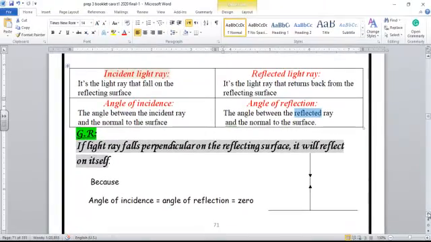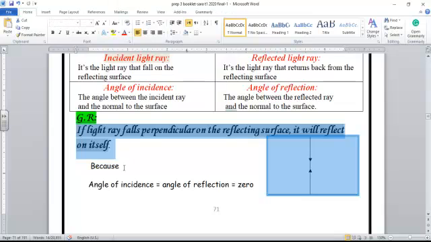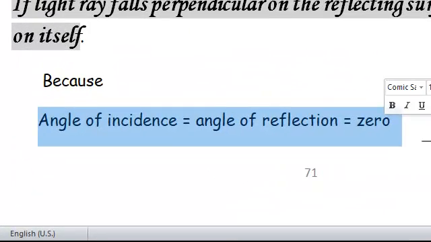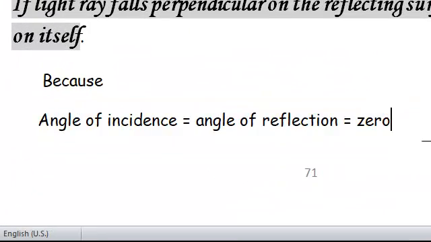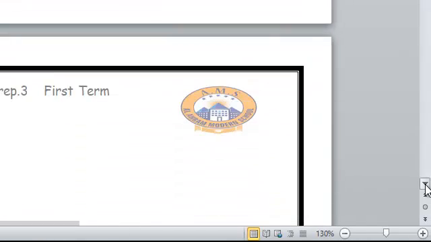We have an important question here. Give reason: when a light ray falls perpendicular, it reflects in itself. As you can see in the figure, when the light ray falls perpendicular, it reflects in itself, because the angle of incidence equals 0. And according to the first law, the angle of reflection also equals 0, because both of them are equal.